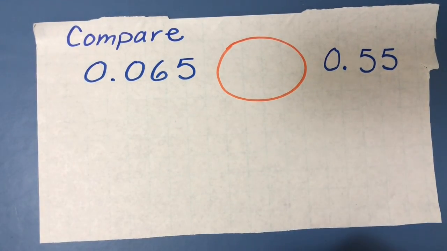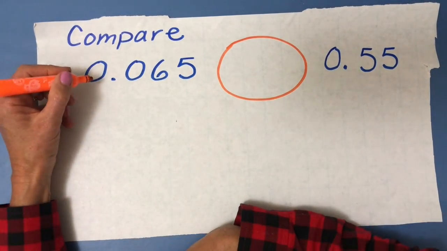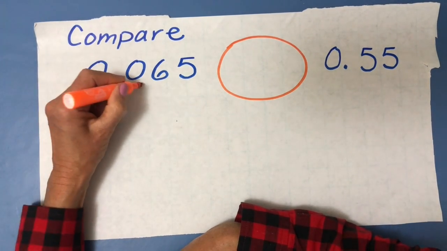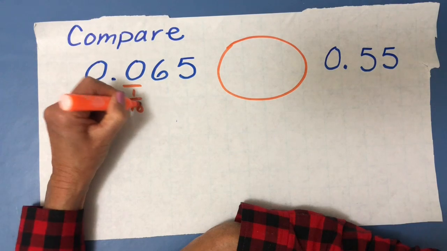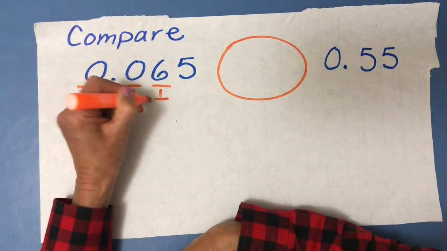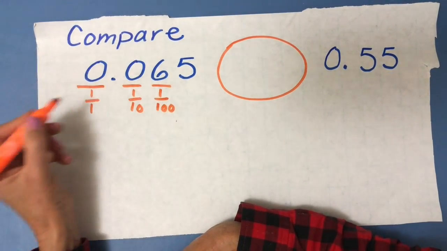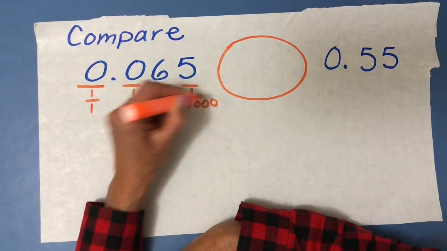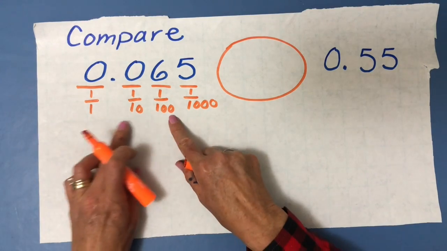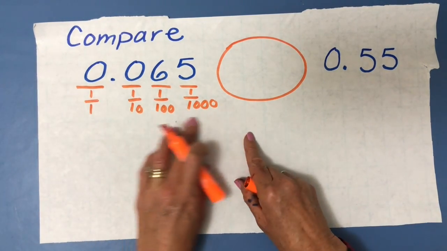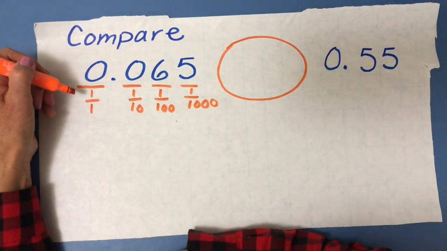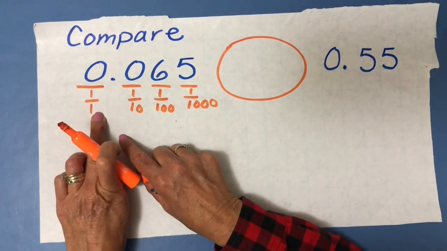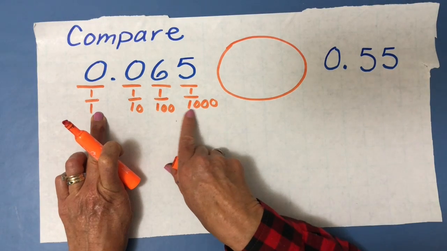Remember, the first thing we're going to do is write the place value chart. We have 1 whole, 1/10, 1/100th, and 1/1,000ths. Now this is beyond the scope of 4th grade math because we only go to hundredths, but I always like to give a hard example so you kind of understand the pattern. So you'll notice we have no zero, 1 zero, 2 zeros, and 3 zeros.